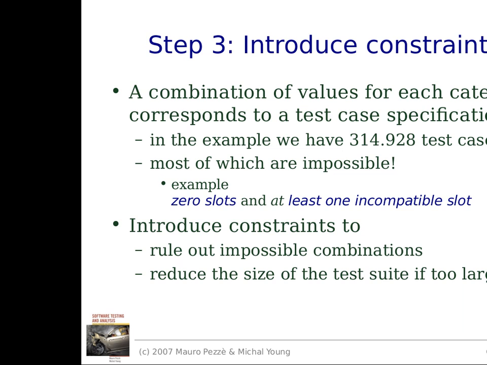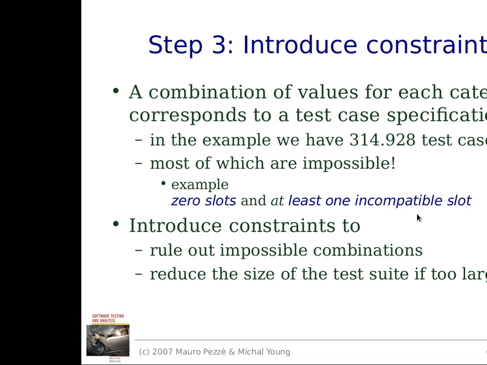All right. Next, you want to do constraints. Hopefully you can see that in the previous list there were a lot of different choices you could choose from. In this example, they have over 314,000. This is a foreign book, so a dot right here actually means a comma to us Americans. 314,000, most of which are impossible. For example, you have 0 slots and you test with at least 1 incompatible slot. Well, that doesn't even make sense because you don't have any slots, so how could one be incompatible?